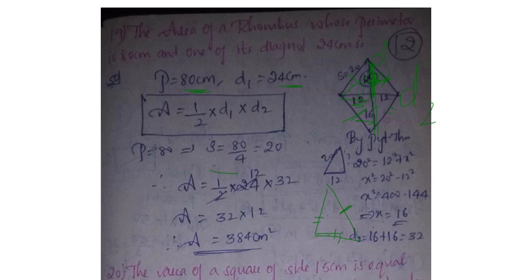Now the area of the rhombus, friends, is half into one diagonal. They have given 24, and the other one we have found out, 16 plus 16 is 32, by using the Pythagoras theorem. Now do the simplification. 2 ones are 2, the 12s get cancelled. Then 12 into 32 is 384 centimeter square. Area units are centimeter square. Finally, the area of the rhombus is 384 centimeter square.